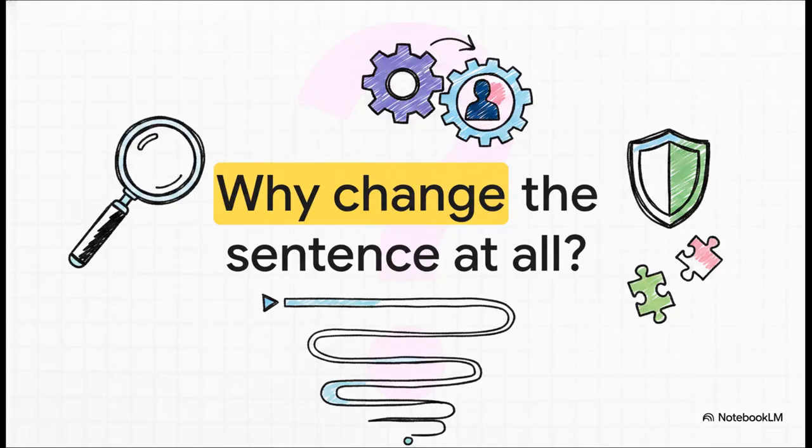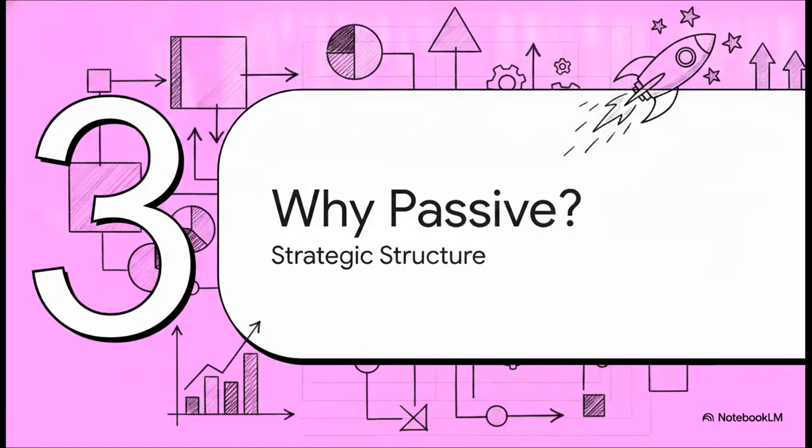But hold on a second. I want you to pause and really think about this. If the active sentence is grammatically correct and gets the point across just fine, why bother changing it? Why go through the trouble of purposefully hiding the doer of the action? What's the actual strategic advantage here? And that perfectly tees up section 3.